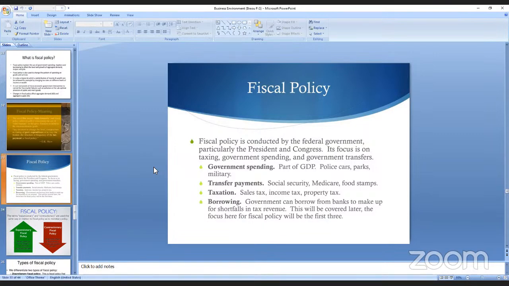And how do they borrow? They have to put up security. Then only they can borrow it. So that's why they will be focused on the first three. That is fiscal policy: government spending, transfer payment, taxation. Is it clear? Yes, ma'am. Any doubt? No, ma'am.